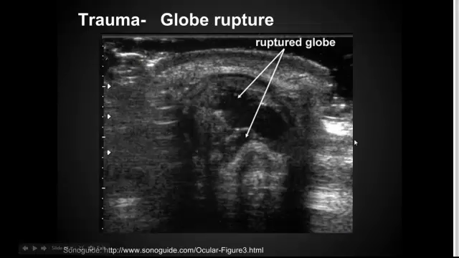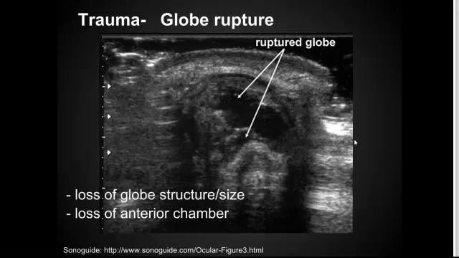You can also look for globe rupture. The structure of the globe itself is completely lost, whether it's the size or the shape itself. You can also see in less obvious examples loss of the anterior chamber. The major thing you want to be careful of here is not to be putting any pressure on the eye itself. It's a great example of having a lot of gel up here at the top so that there's no actual pressure from the probe onto the globe.